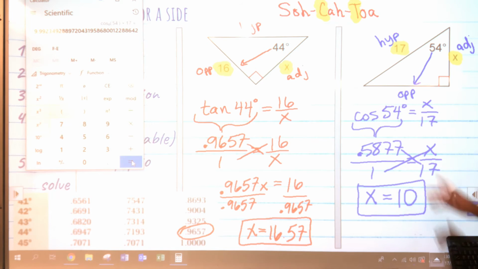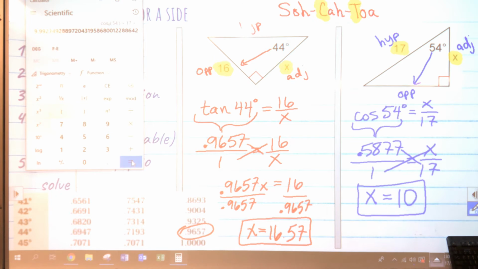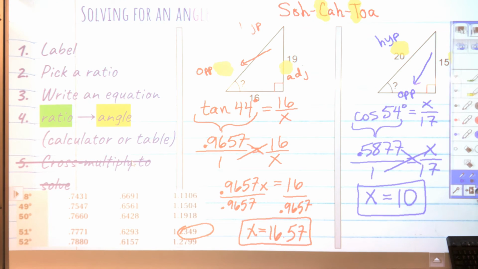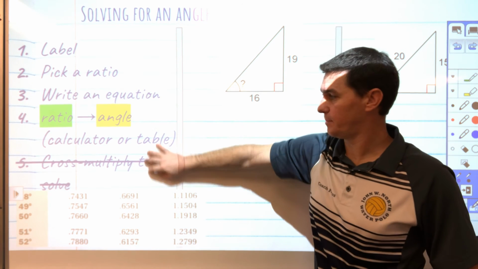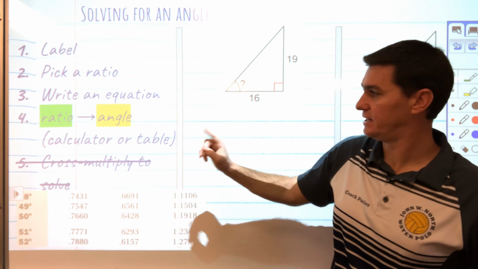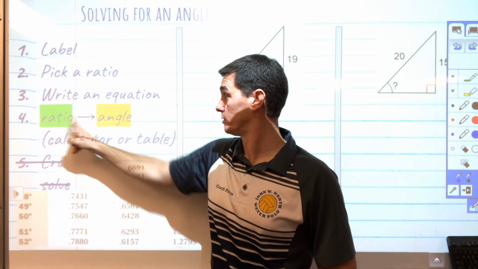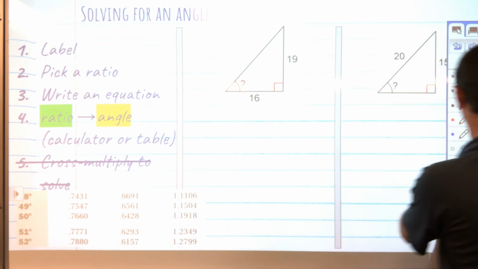All right, so this is how we solve for a missing side. Let's take a look at how we solve for a missing angle. It's very similar. Notice the steps are the same. There's one slight difference. We've changed the order of this. We used to go angle to ratio, now we're going ratio to angle. But we start off by labeling.